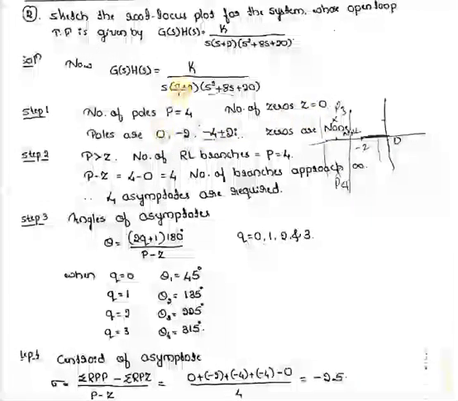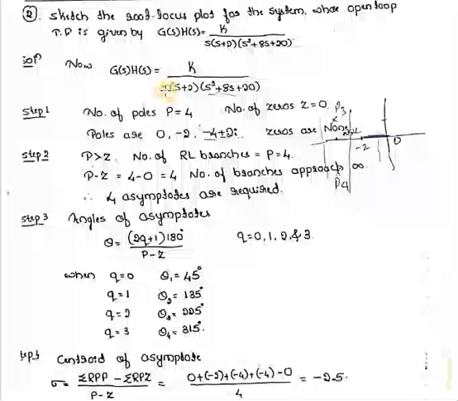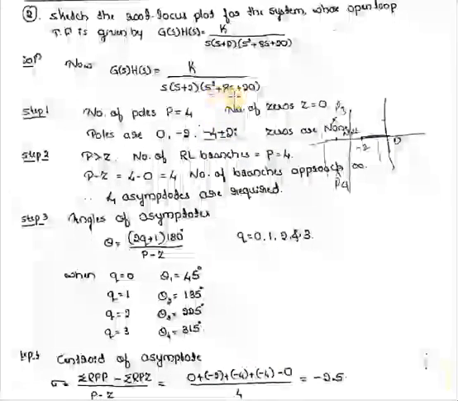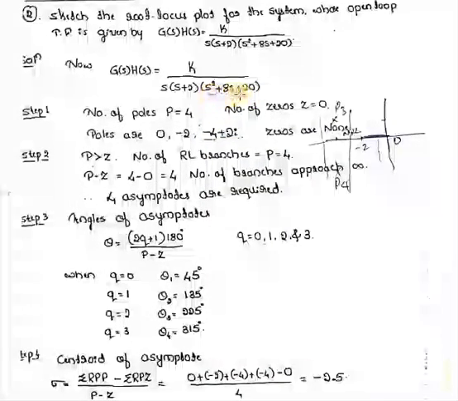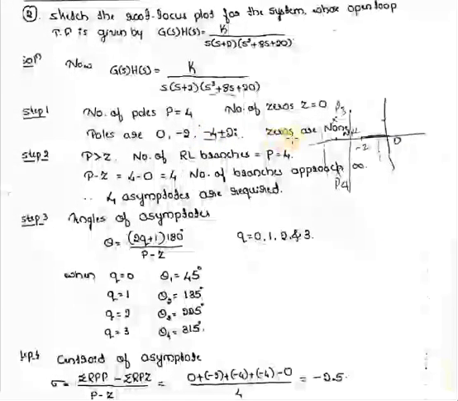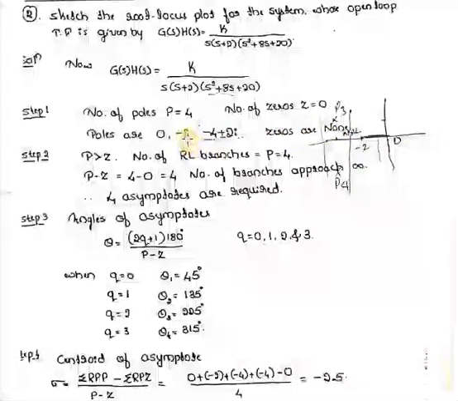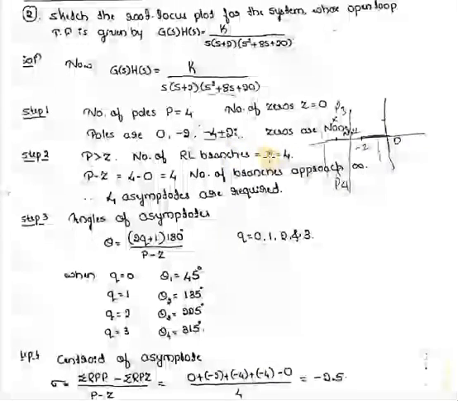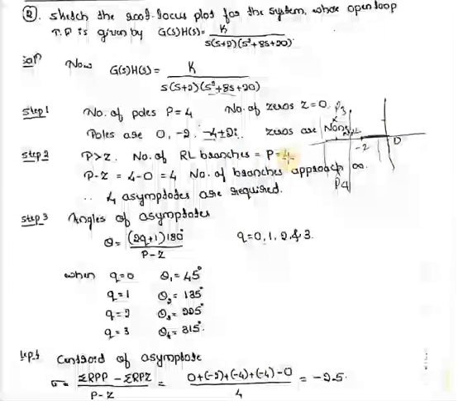Now we need to identify the values of the poles. Poles are s = 0, and s+2 = 0, which gives s = -2. And if you solve the quadratic equation, you will get the roots as -4 ± 2j. So it is a complex root, that means you have a complex pole here. Zeros are none. If you compare the number of poles and zeros, P is greater than Z. Therefore the number of root locus branches is equal to P, that is 4.